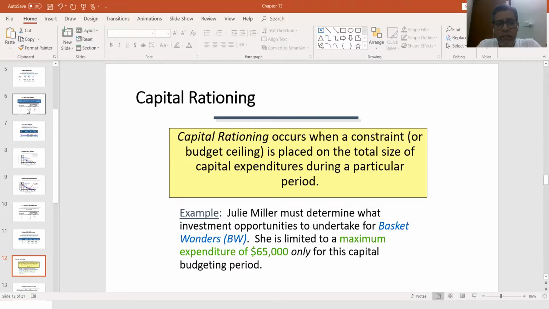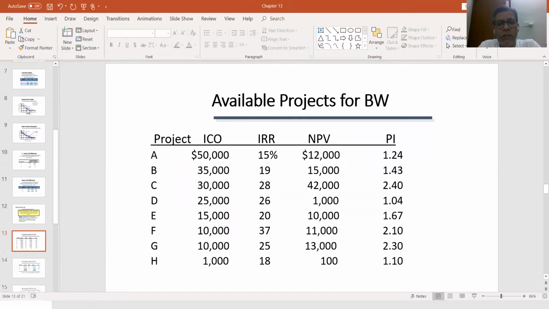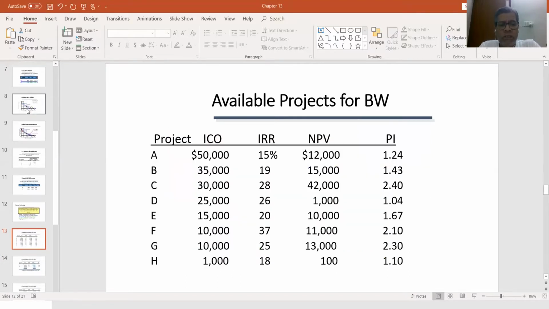So in this question, if you look at this, the investor only has 65,000 rupees. That is the expenditure, that is the budget, and we need to allocate it in different projects. So this is the list of the different projects showing the initial investment, the rate of return, NPV, and profitability index. So the question is that we need to select projects. We have only 65,000 rupees.